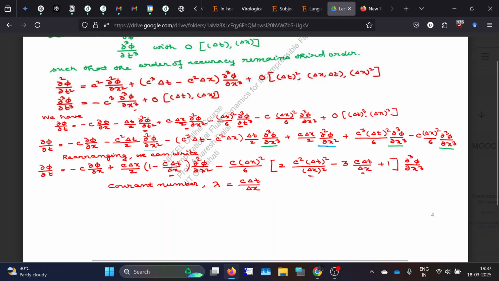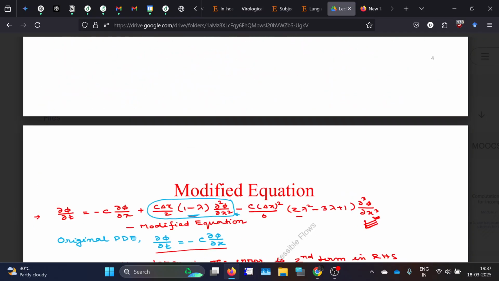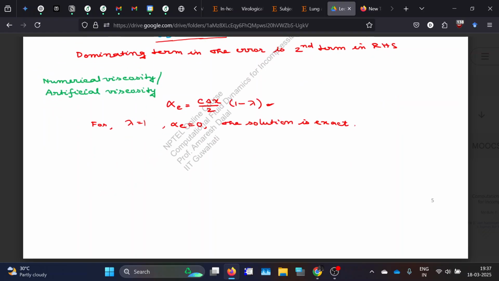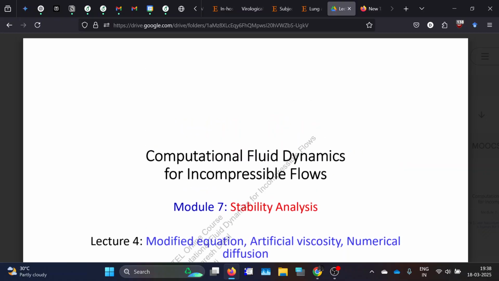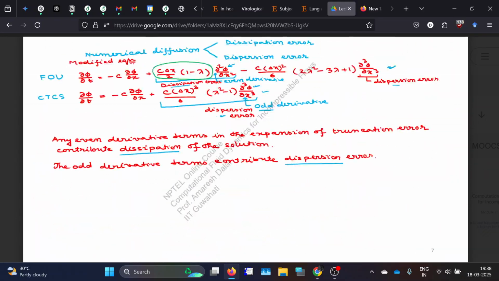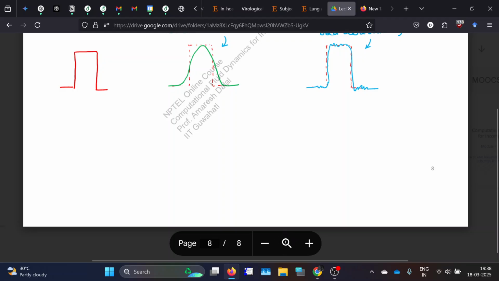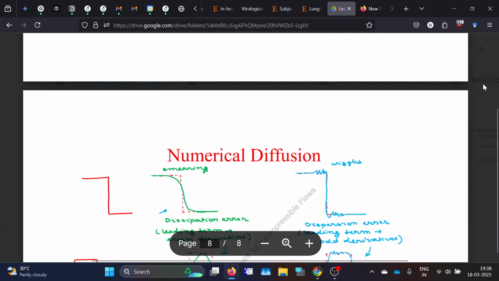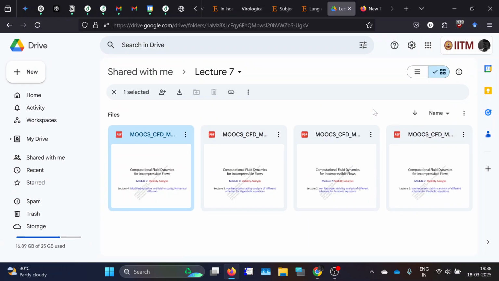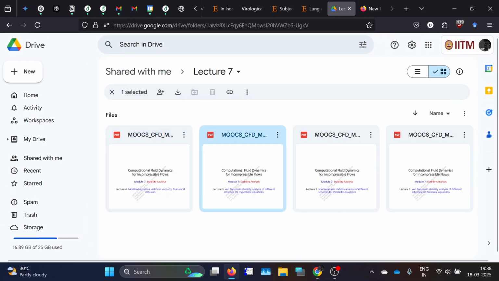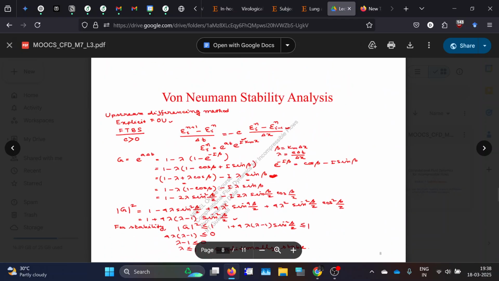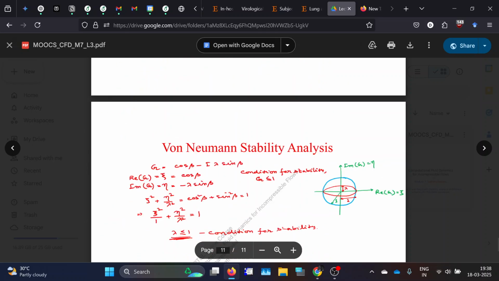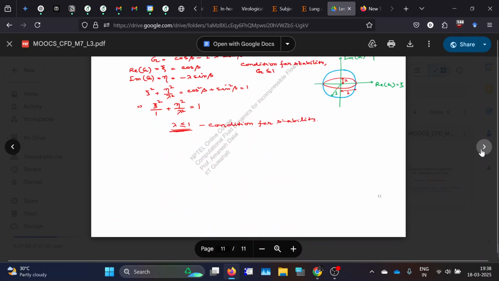Okay, and this dispersion error and dissipation error, these are just observations, like the Wiggles terms or smearing. It was shown in one of these slides as well. It was told that if it is even then it will get smeared, and if it is odd then it will wiggle. So these are just observations, mathematically.